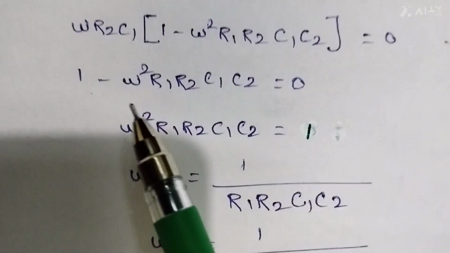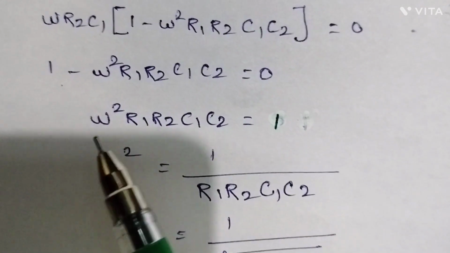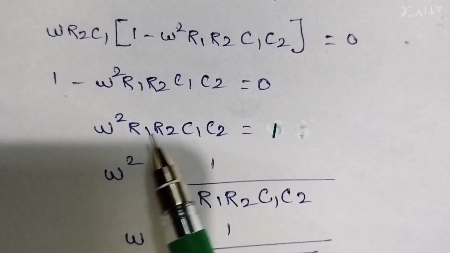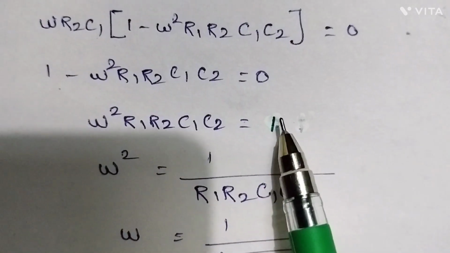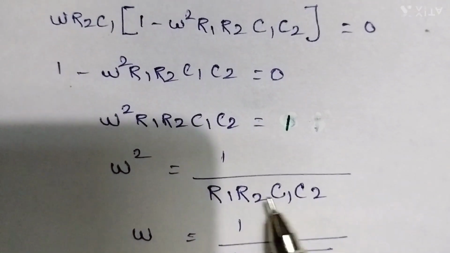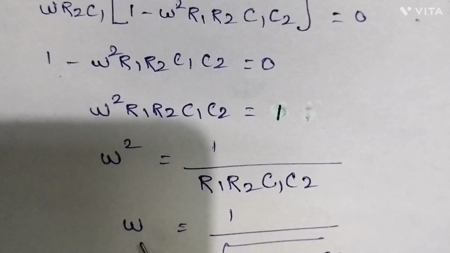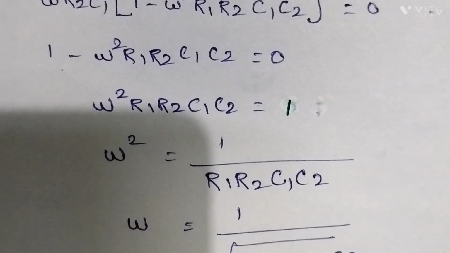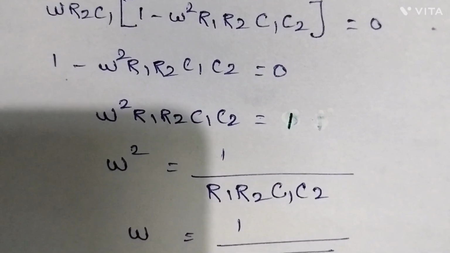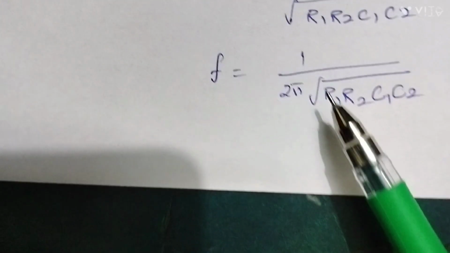If we want to know the omega value, this negative term goes to the other side, which means omega square r1 r2 c1 c2 is equal to 1. So omega square is equal to 1 divided by r1 r2 c1 c2. Taking the square root, omega is equal to 1 divided by square root of r1 r2 c1 c2. So f is equal to 1 divided by 2 pi square root of r1 r2 c1 c2.